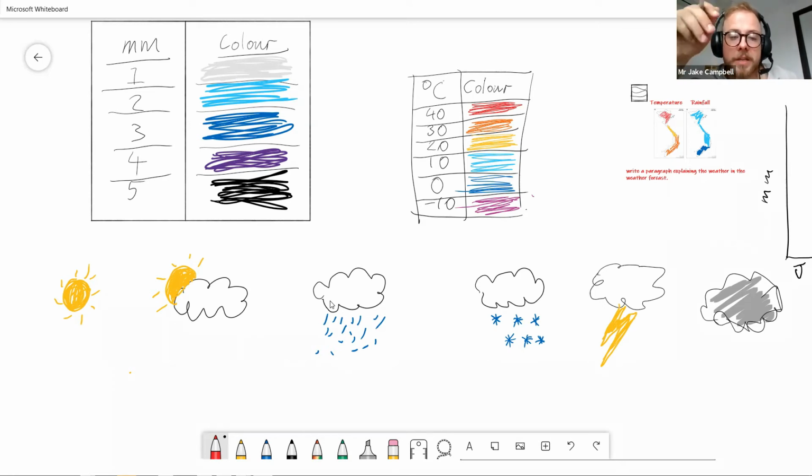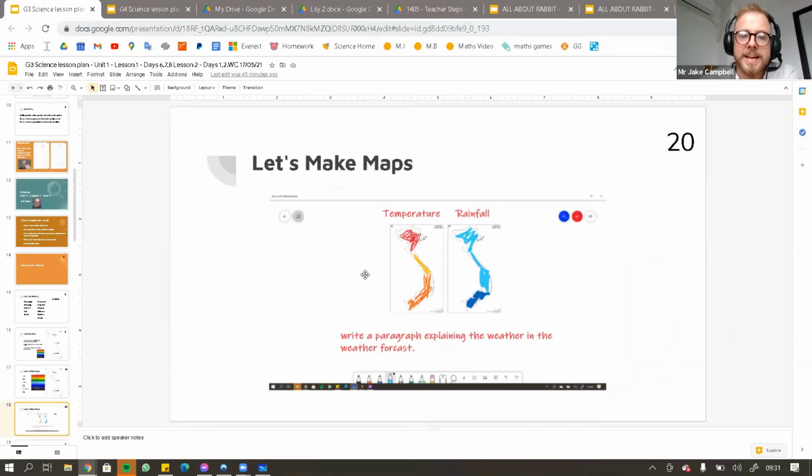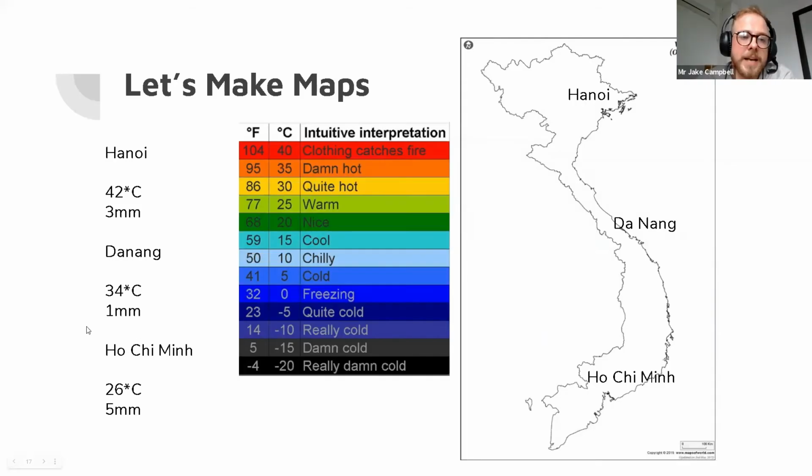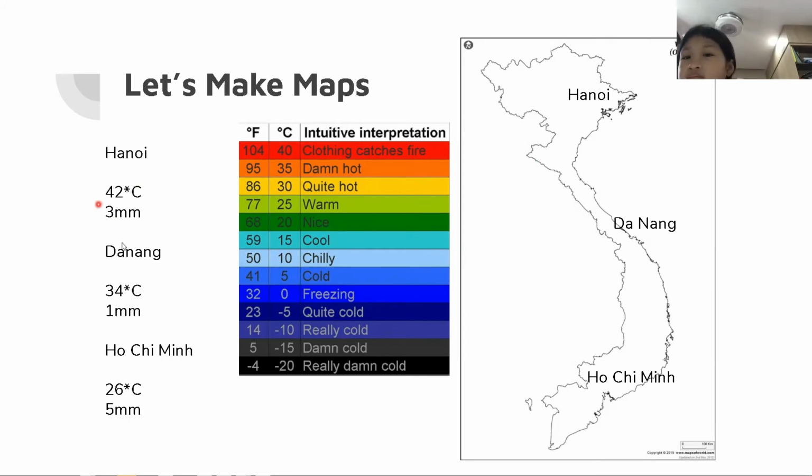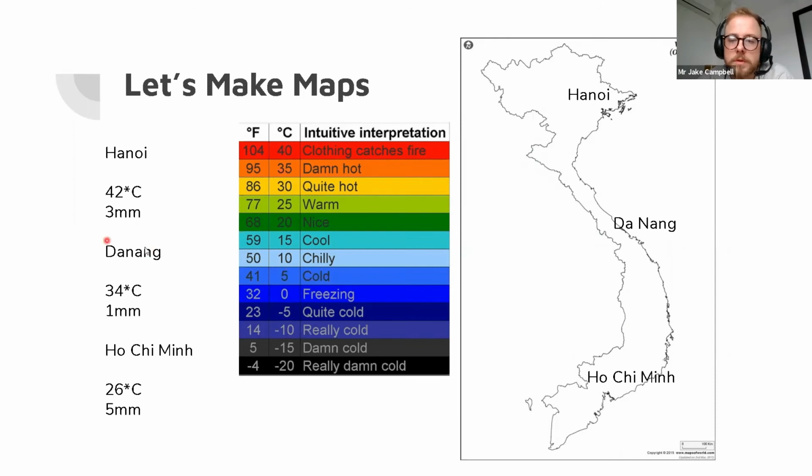Okay, so now that we've drawn our tables, now that I've shown you these weather symbols, I'm going to tell you what to do for the rest of the lesson. So, okay, class, let's look here. All right, Mingha, what is the temperature and rainfall in Hanoi? 42 degrees and 3 millimeters.